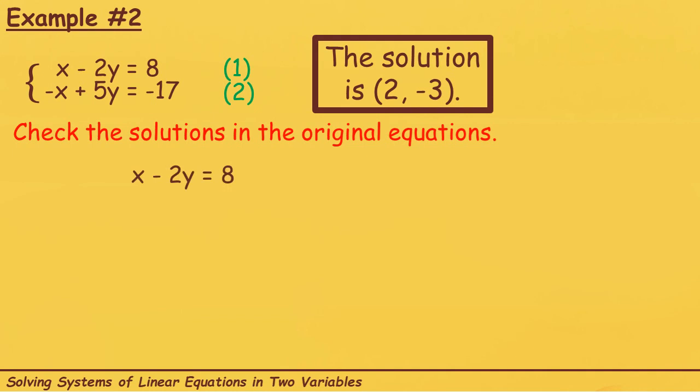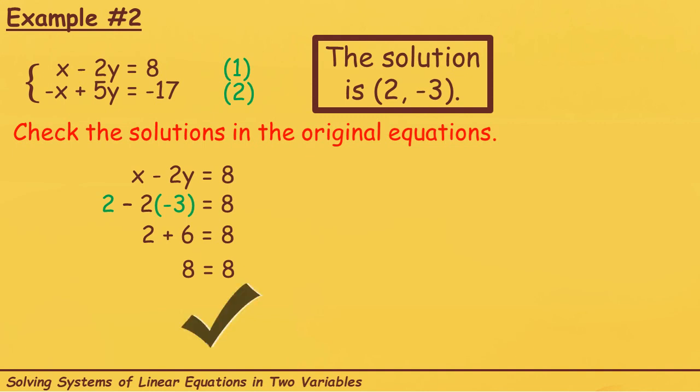Okay, isubstitute muna natin sa first equation. X minus 2y is equal to 8. Ang x natin is 2. Ang y natin is negative 3. So, magiging 2 minus 2 times the quantity negative 3 is equal to 8. 2 plus 6 is equal to 8. 2 plus 6 is 8. And 8 is equal to 8. This is true.